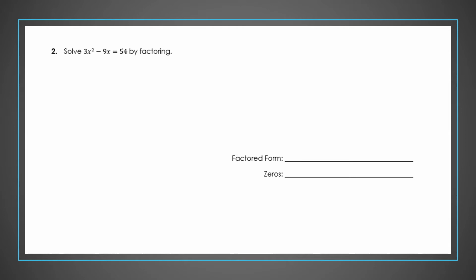Let's try another one. This time it is not in standard form. We have our ax squared and our bx on the left side, but our constant is on the right side. So we're going to need to start by subtracting 54.